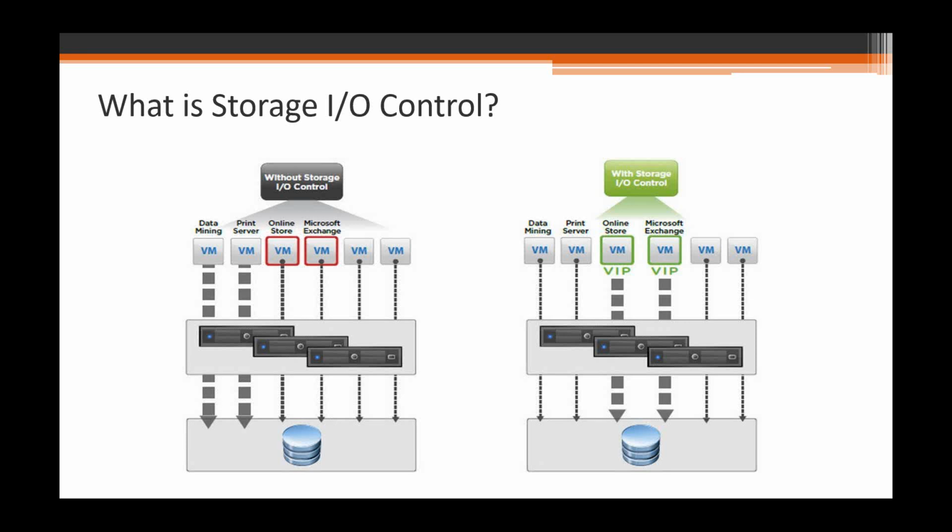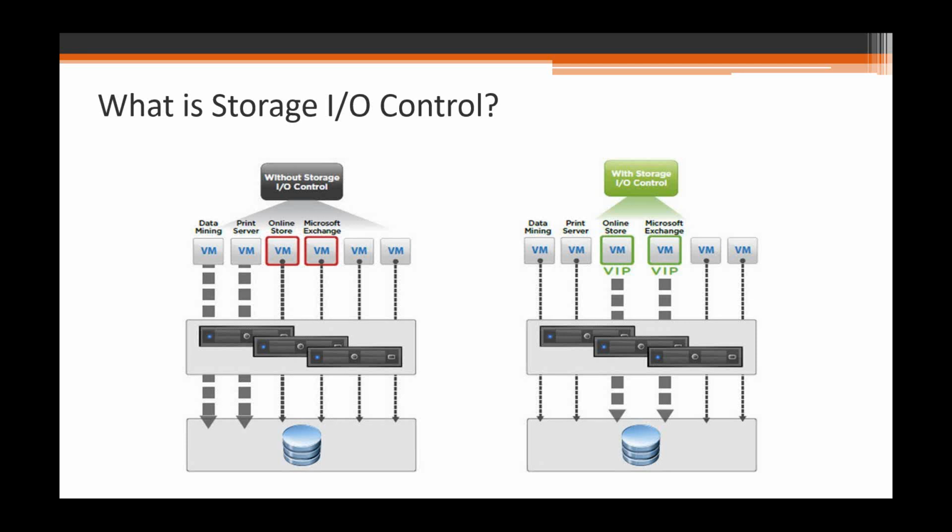So we set the shares on the VMDKs, and in that way we prioritize access to the data store. Storage I/O Control also provides the ability to set limits and reservations, and this is new in version 6, and I'm going to touch on that in the next slide.